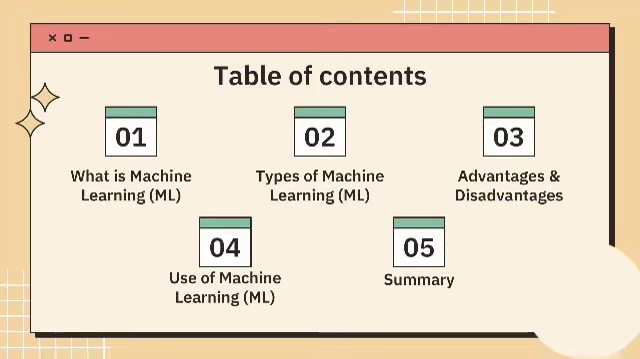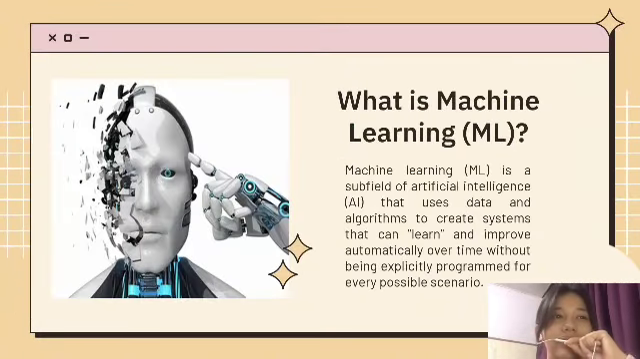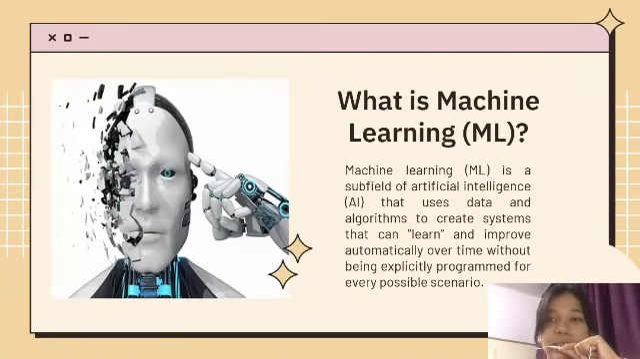So in this presentation, we will be talking about 5 major things, which are what is machine learning, types of machine learning, the advantages and disadvantages, uses, and also we would summarize everything regarding machine learning by the end of this video. So what is machine learning? Machine learning, in layman's term, is a subfield of artificial intelligence, AI, that uses data and algorithms to create systems that can learn and improve automatically over time, without it being explicitly programmed for every possible scenario.